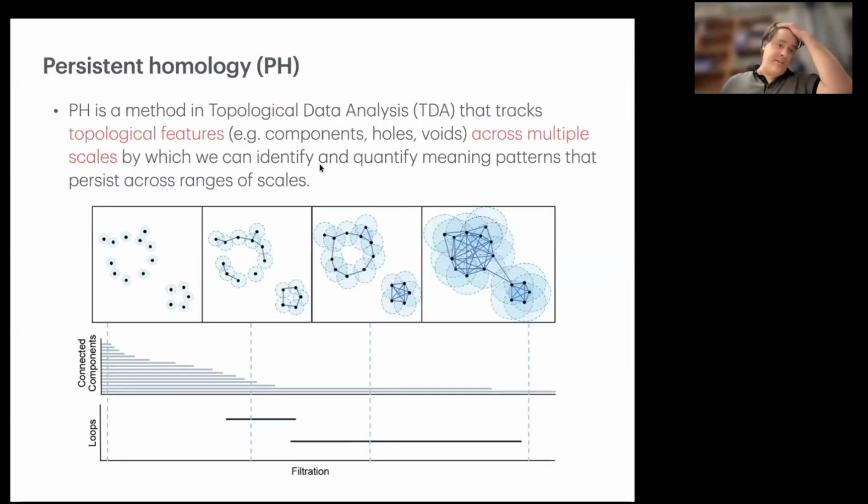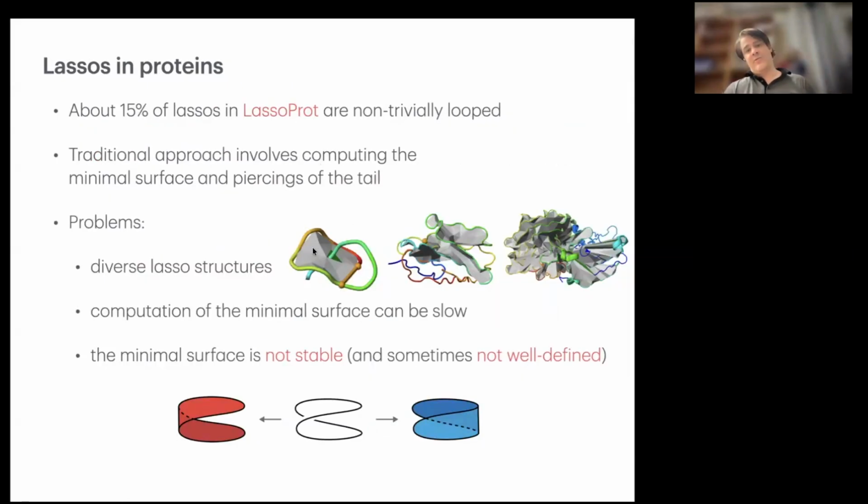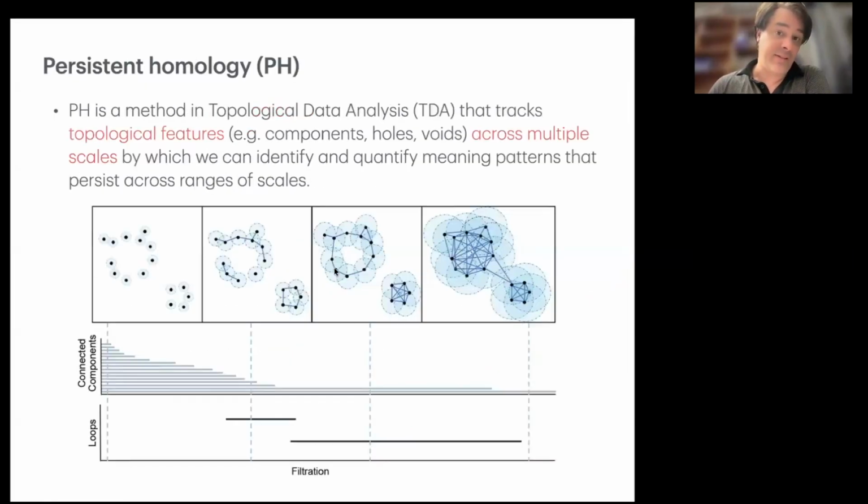Anyway, so to continue, how to compute this? We would like to have a method not using minimal surfaces to compute if a protein has a lasso structure. And persistent homology is very nice to do that. So just to give a very brief introduction to persistent homology.